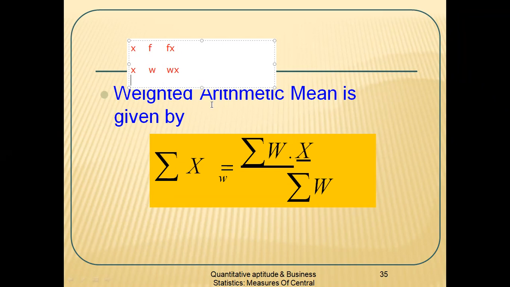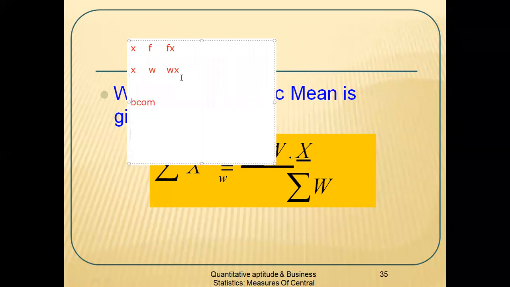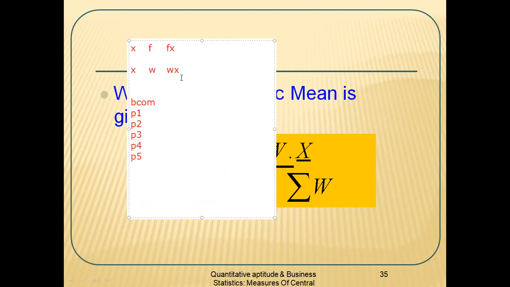Generally, weighted arithmetic mean is used in the case of interviews at companies, where they work on a priority basis. Let me take an example. If you have done BCom, under that BCom there are different papers. In the first semester, there will generally be six papers: paper 1, paper 2, paper 3, paper 4, paper 5, and paper 6.